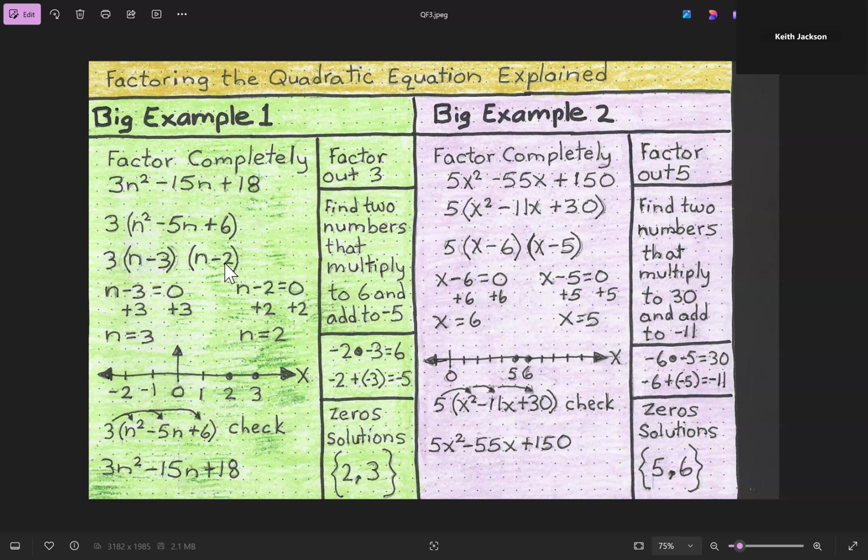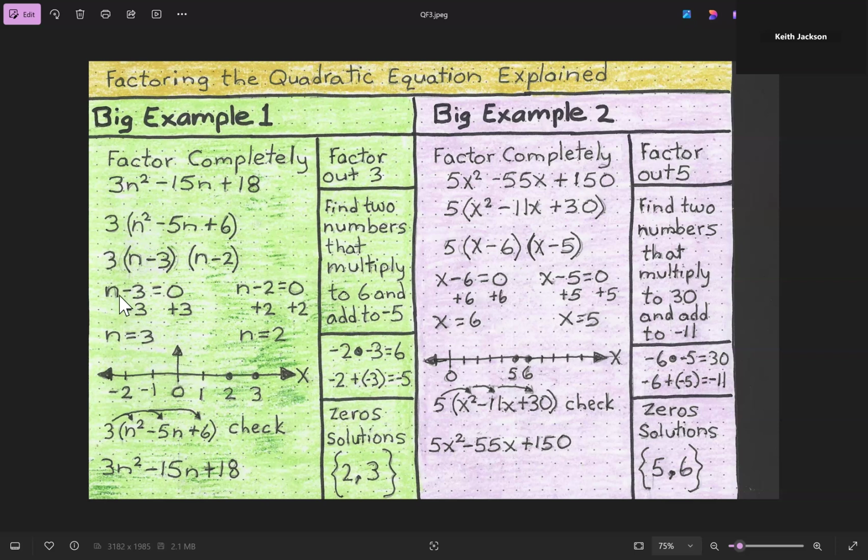And so now, to find the zeros of this quadratic function, we're going to find two numbers that multiply to a positive 6, yet add to a negative 5. And those two numbers are a negative 2 and a negative 3. Because when I multiply those two numbers together, I will get that positive 6 right here. But when I add a negative 2 to a negative 3, I will get a negative 5 that you see right here. And those are the numbers we're going to use, a negative 3 and a negative 2. And so now we have 3 times the quantity of n minus 3 times the quantity of n minus 2.